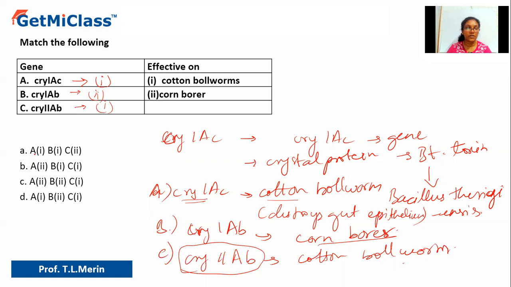So let us see. Option A says A1, B1, C2, which is wrong because B is 2. Option B says A2, B1, C1, which is again wrong. A is not 2. Option C says A2, B2, C1, which is again wrong. Option D says A1, B2, C1. That is absolutely right because it matches with our explanation. So let us conclude. What is the answer here? That is option D. I hope you understood the explanation. Thank you, everyone.